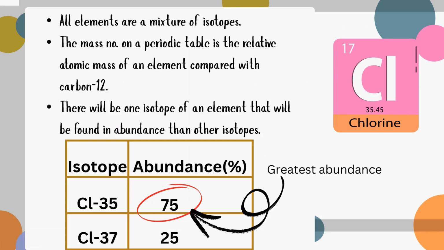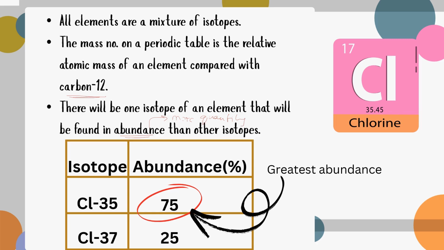All the elements are a mixture of isotopes. The mass number on a periodic table is the relative atomic mass of an element compared to carbon 12. There will be one isotope of an element that will be found in greater abundance than other isotopes. Abundance means in greater or more quantity.